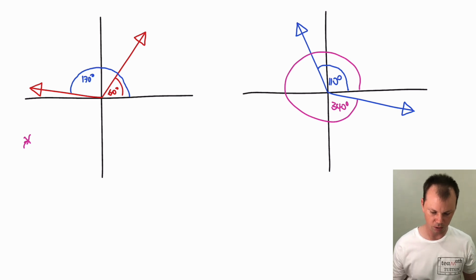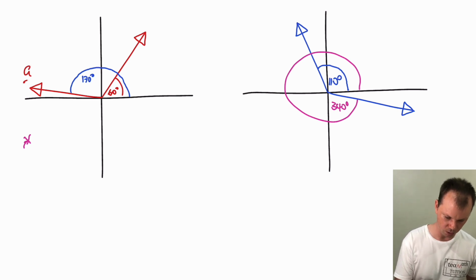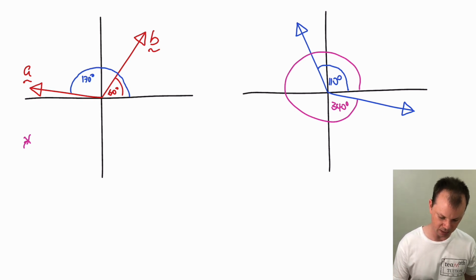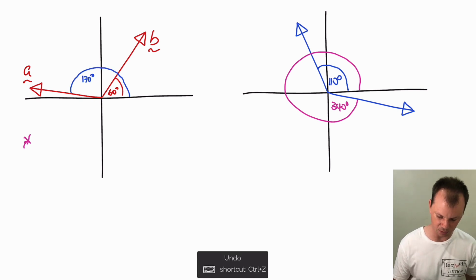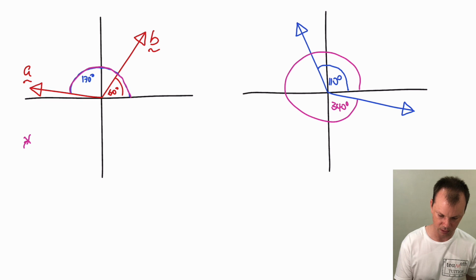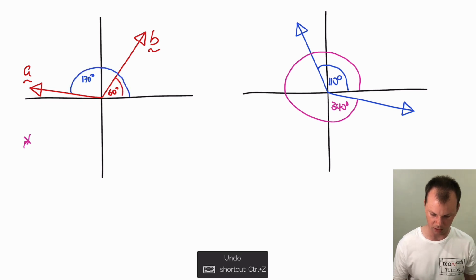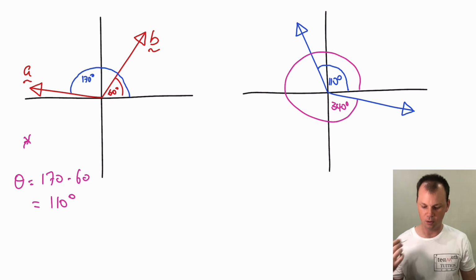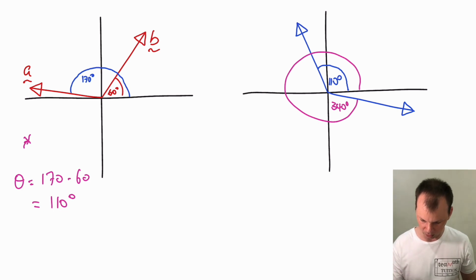If I want to determine the angle between vector A and vector B, and I haven't stated the magnitude here because I don't need it. If I want to determine this angle, you can visually see that that angle there is going to be this big angle minus the smaller angle. So we can just say theta is 110 degrees. Now on the right, we can look at it.